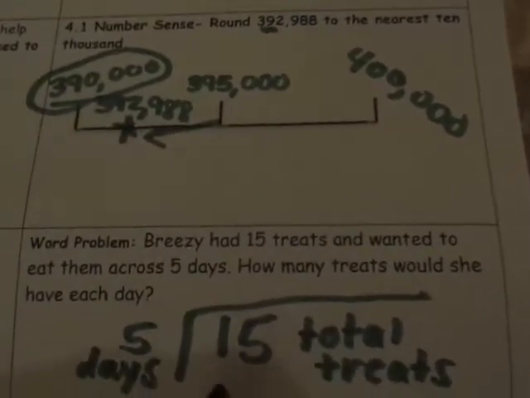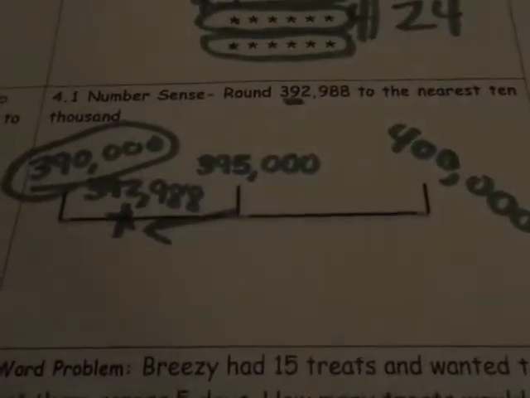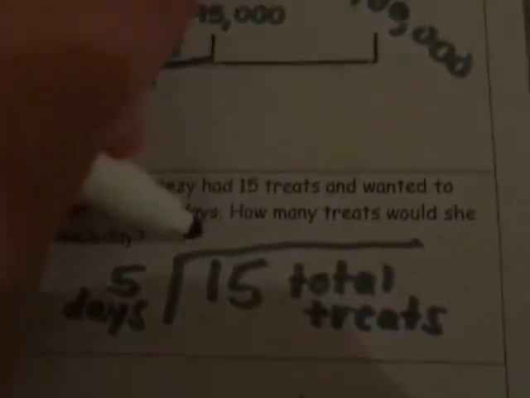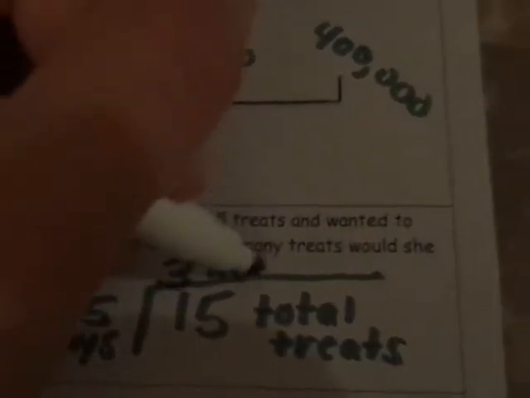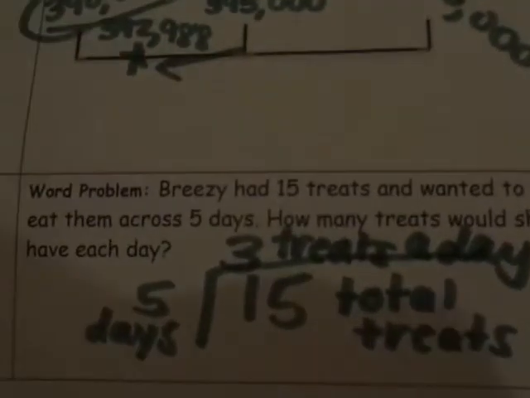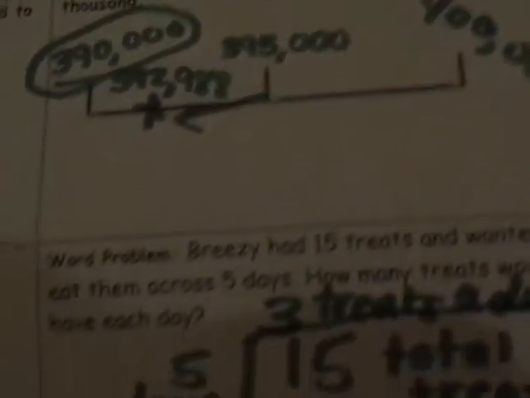So what times 5 equals 15? Well, you can try that dot line method if you want, but the 5s are pretty easy because all you do is skip count by 5s. 5, 10, 15. So what times 5 equals 15? That's 3. So that'll be 3 treats a day. That sounds about right to what she gets.